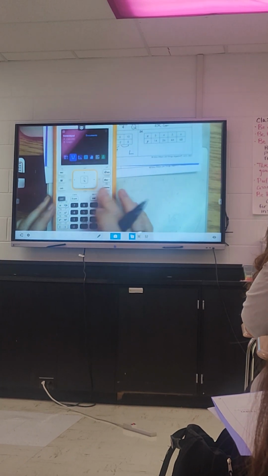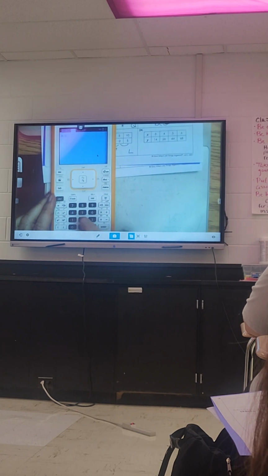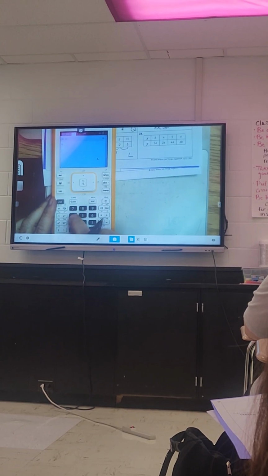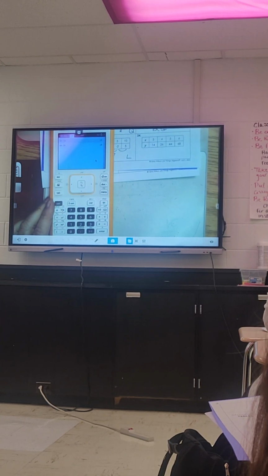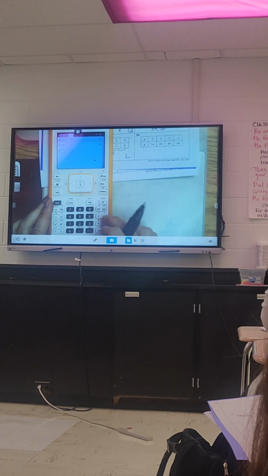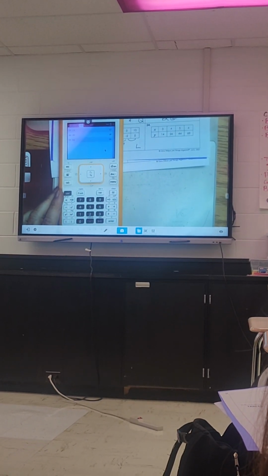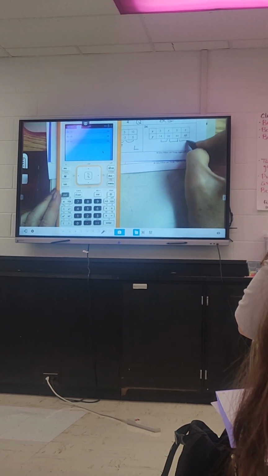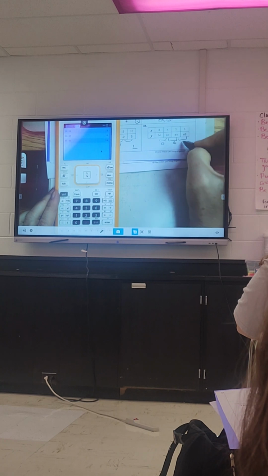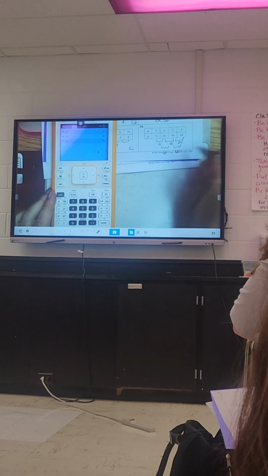If you're going to do this in a calculator, you want to check linear first. 26 minus 14 is 12, 44 minus 26 is 18. And 68 minus 44 is 24. So 12, 18, and 24. Now, what's the common second difference? 6. 6, that makes this what?